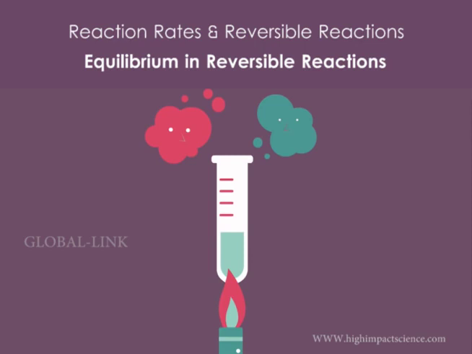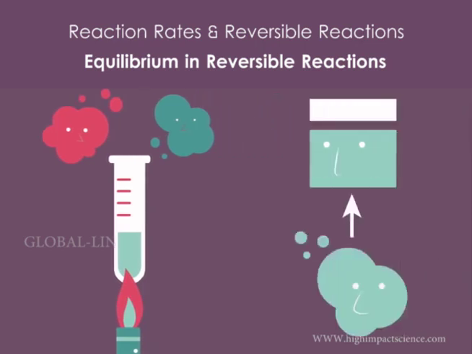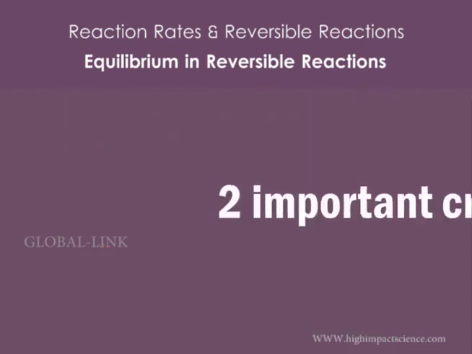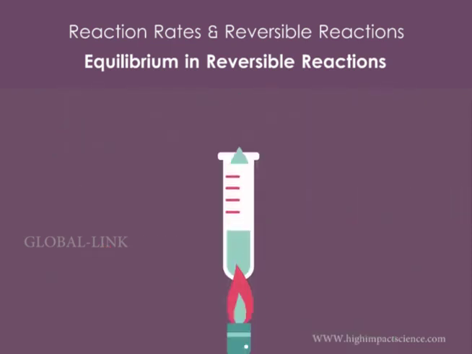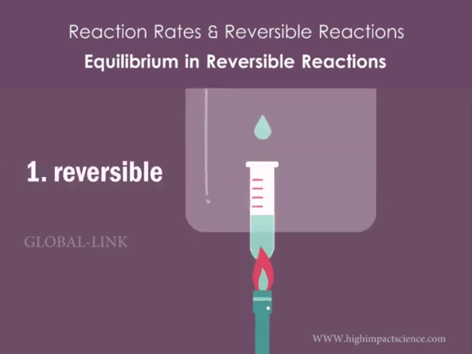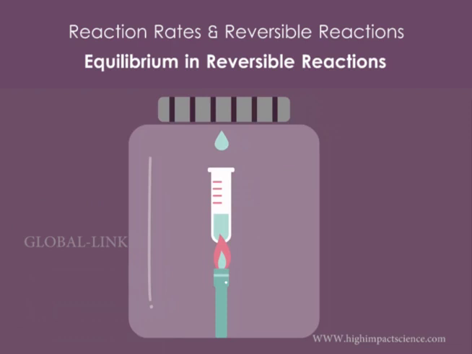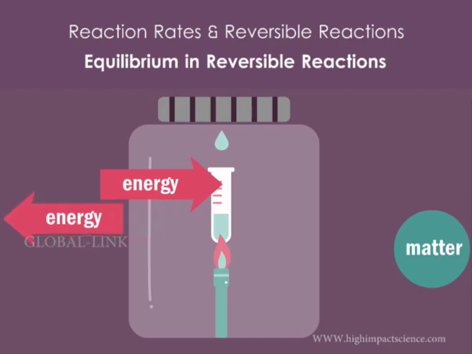For a chemical system, such as a reaction or a phase change, to be at equilibrium, it must meet two important criteria. First, it must be a reversible process, and secondly, it must be taking place in a closed system. A closed system is one in which there is no exchange of matter, only exchange of energy.